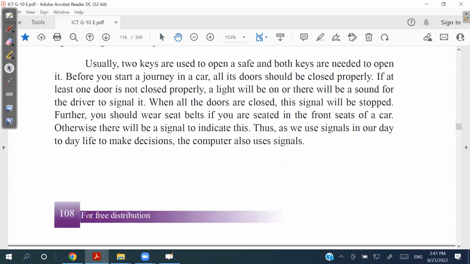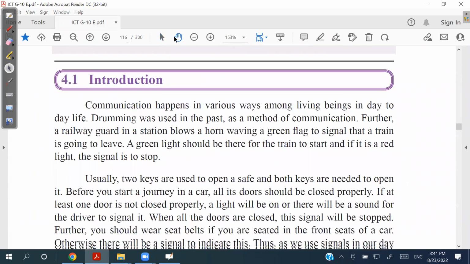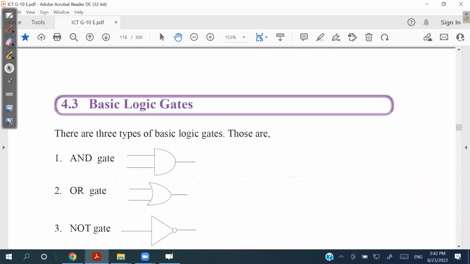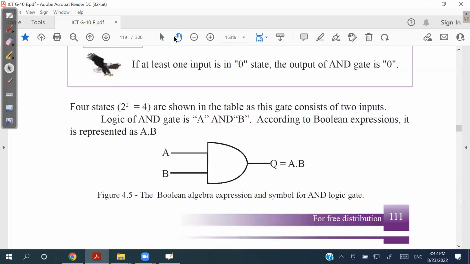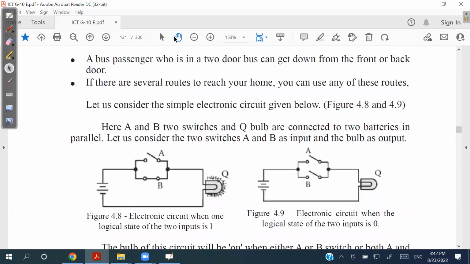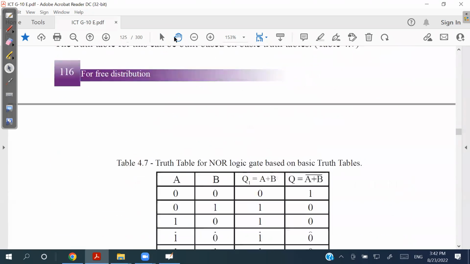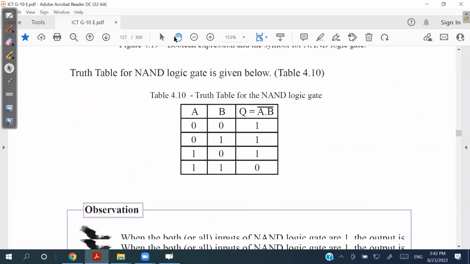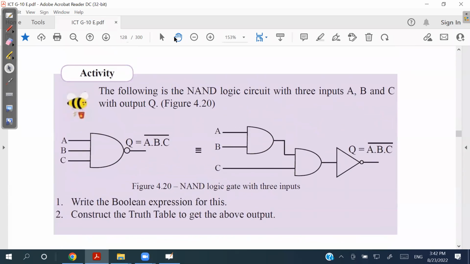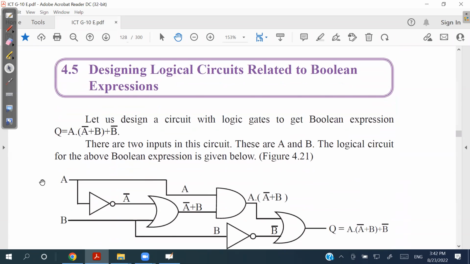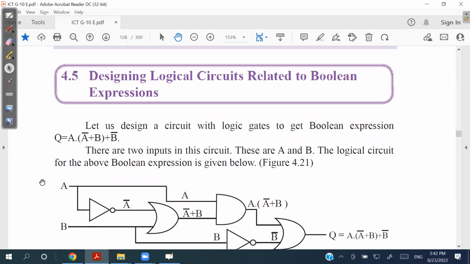All right. So, along the lesson, we discussed these things. We discussed the basic gates, which are AND, NOT, and OR. Then we talked about the combinational gates, which are NAND and NOR gates. Then we practiced how to get the output out of a particular circuit.